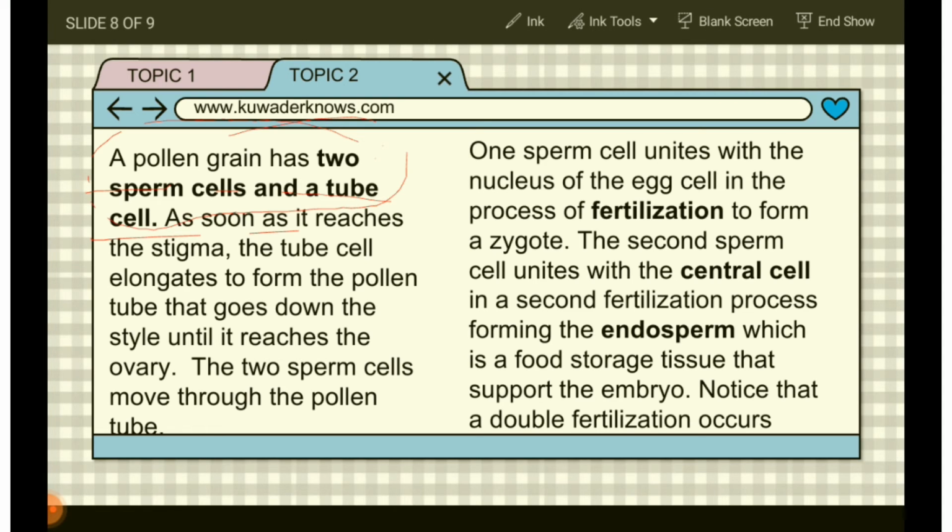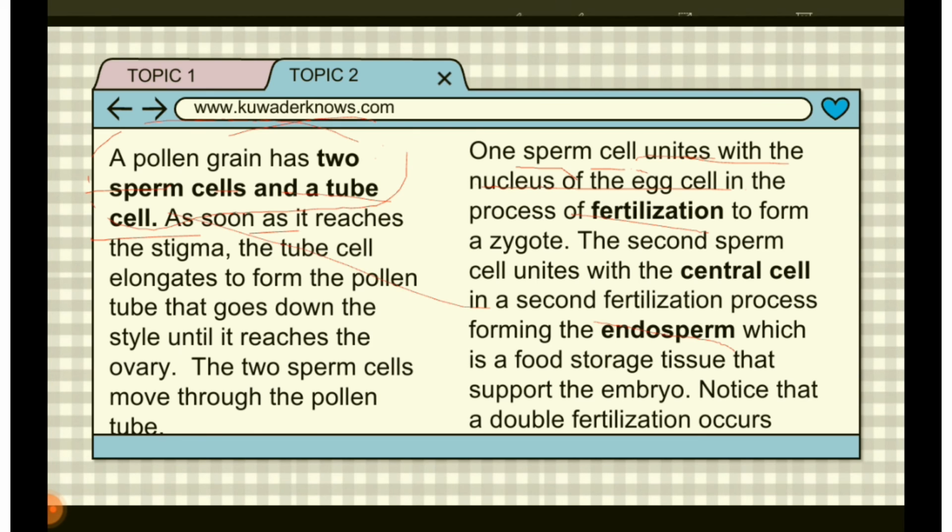The second sperm cell unites with the central cell in a second fertilization process, forming the endosperm, which is a food storage that supports the embryo. Notice that double fertilization occurs. Fertilization is when the sperm cell unites with the nucleus of the egg. The second sperm cell unites with the central cell in the second fertilization process, forming the endosperm, which is a food storage that supports the embryo. Notice that double fertilization occurs.